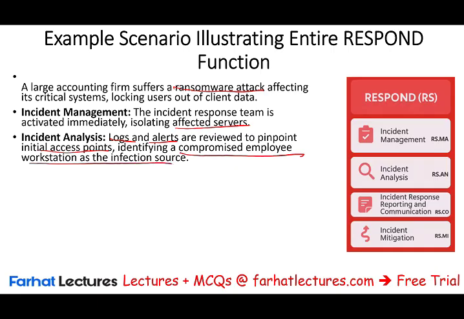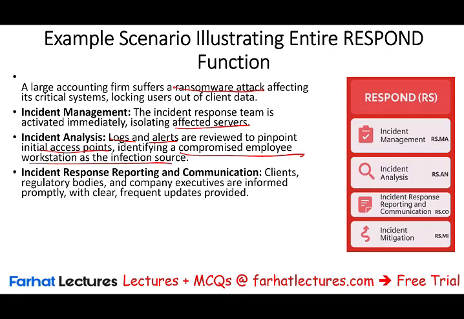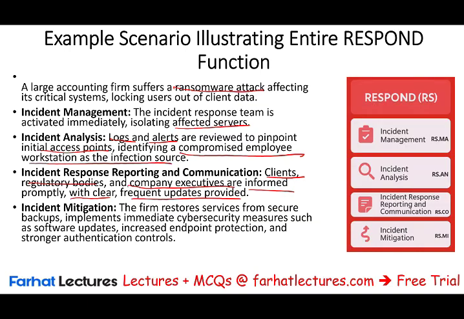So incident analysis: what happened? And let's close that loop. Now we know what happened. We're going to start to communicate. Clients, regulatory bodies, and company executives are informed promptly, with clear, frequent updates provided. And at the end, we mitigate. The firm restores services from secure backups, implements immediate security measures such as software updates, increased endpoint protection, and stronger authentication controls. This is part of incident mitigation.